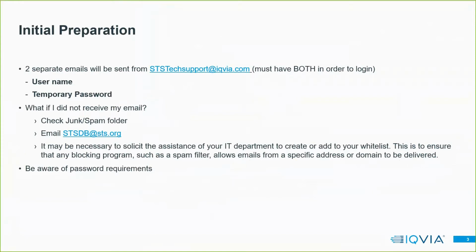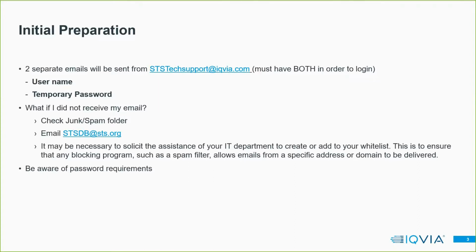So what happens if you don't receive one or both of these emails? Well, the first step will be for you to check your junk or spam folder. If you still don't see those emails, then send an email over to stsdb@sts.org. It may be necessary to solicit the assistance of your IT department to create or add to your whitelist. This is to ensure that any blocking program, such as a spam filter, will allow email from a specific email address or domain to be delivered.